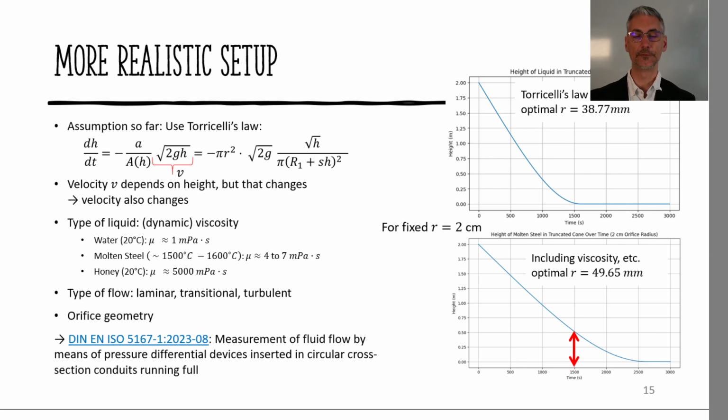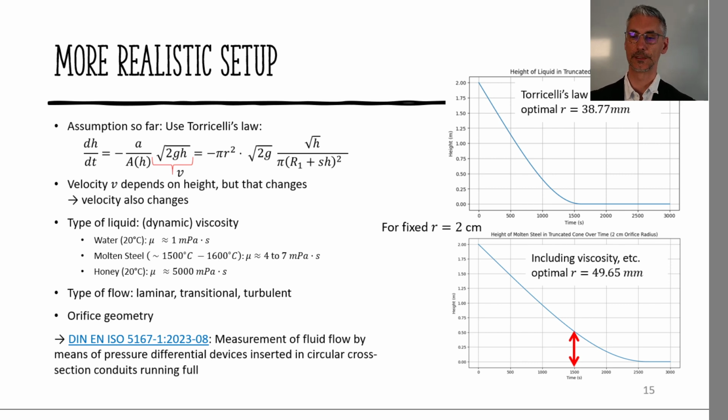And then if you want to make this even more realistic, you have to consider that you may or may not always have laminar flow, but you also may have some turbulent flow or a transition in between. And then the orifice geometry plays a larger role. There's actually a standard norm for this use case, and if we compare the radius at the optimal, look for the optimal radius.